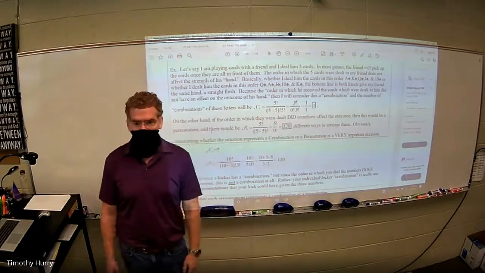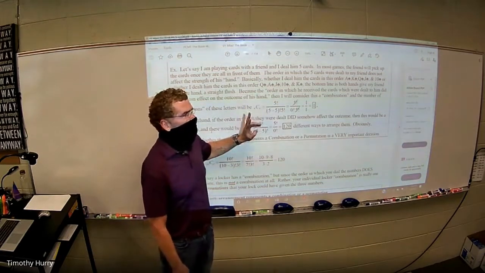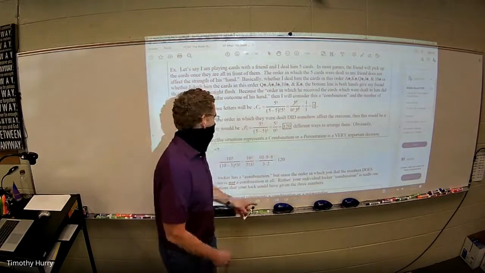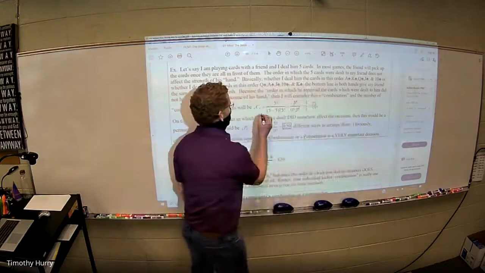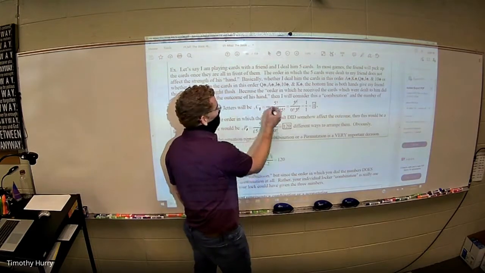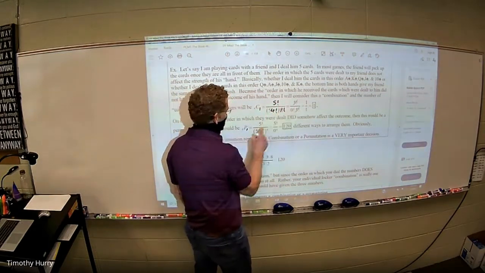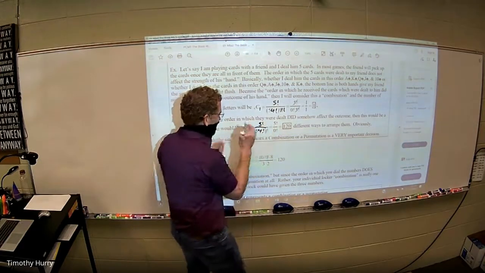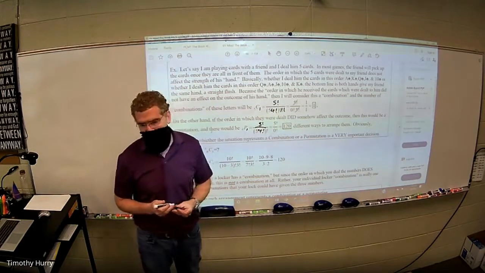Sometimes they're the same. Like if I have 5C1 versus 5P1. 5C1 is 5 factorial over 4 factorial, 1 factorial. 5P1 is 5 factorial over 4 factorial. And you can see the only difference is this one divides by a 1 factorial. Well, that's not doing anything.